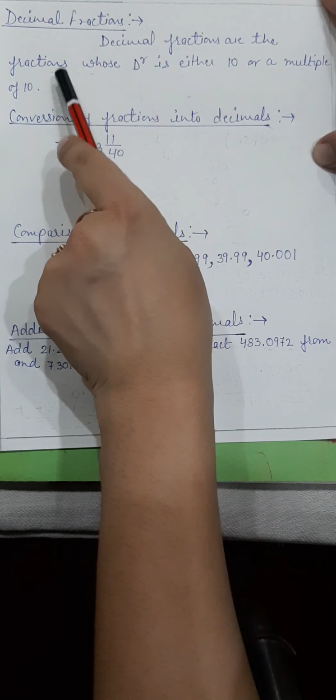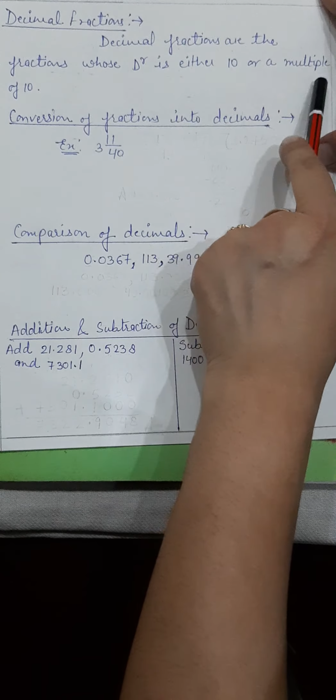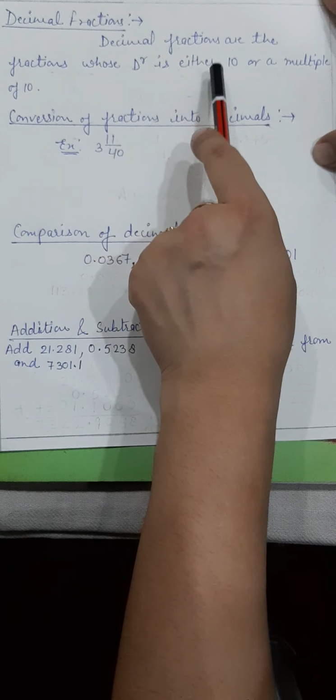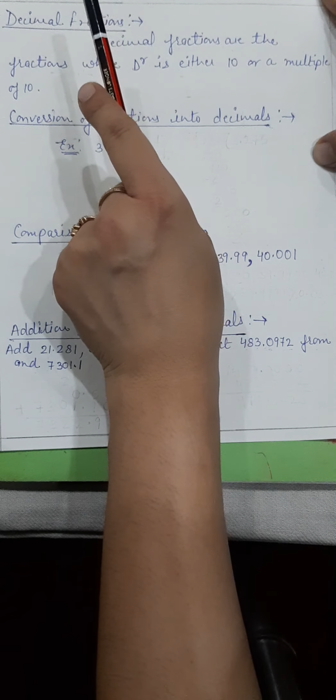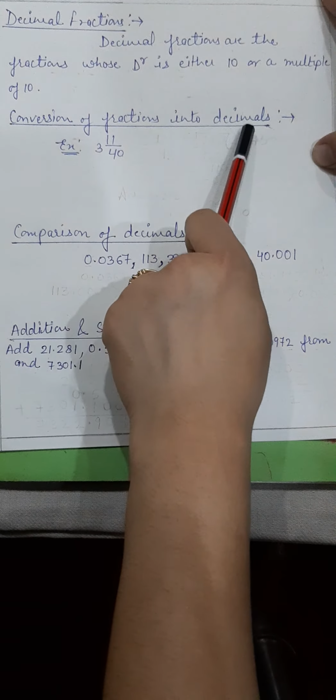Now next is decimal fractions. Decimal fractions are fractions whose denominator is either 10 or a multiple of 10. For example, the denominator should be 10 or a multiple of 10, like 3 upon 10, 4 upon 100. Clear? So those are called decimal fractions. Now the next topic is conversion of fractions into decimals.